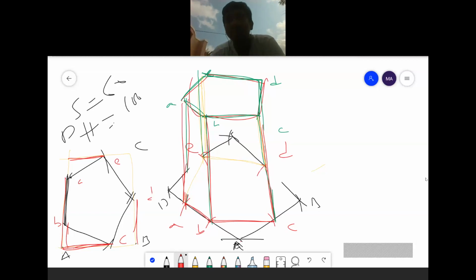In this way, you have to draw the pentagonal prism. Are you able to understand, sir?